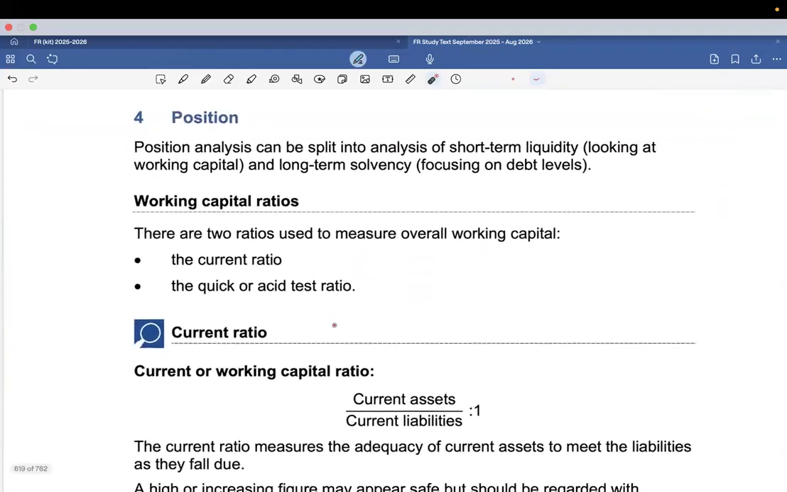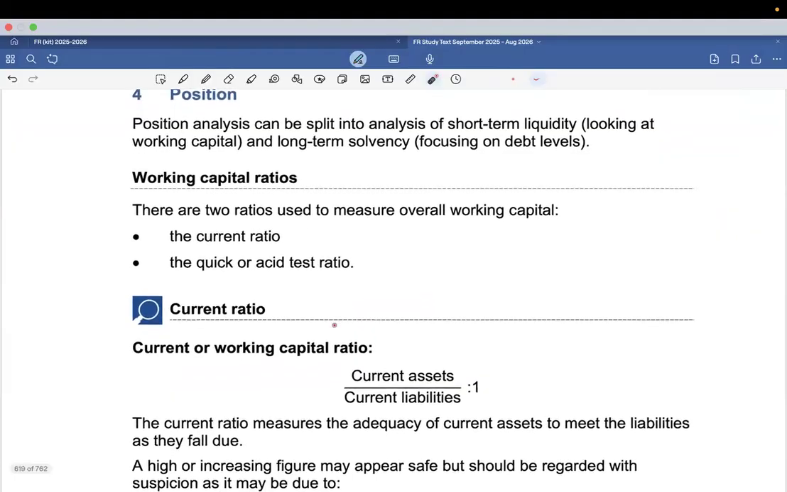Now, position analysis, as in the working capital ratios. We're going to start from the current ratio. The current ratio basically compares two items, that is current asset with current liability. Under working capital ratios, we have two kinds of ratios, current ratio and quick ratio. Current ratio is what we have just explained.